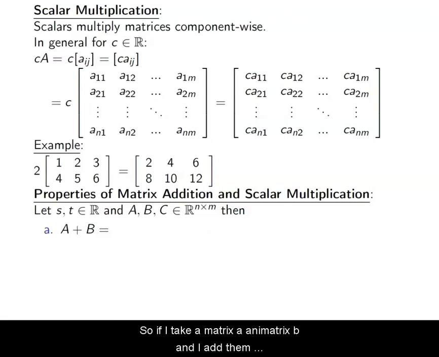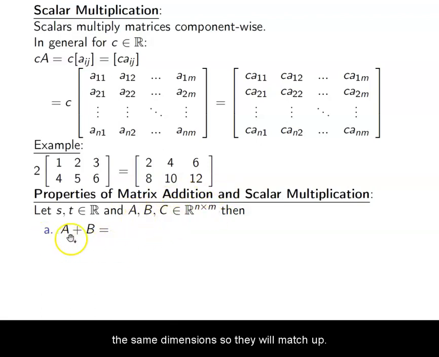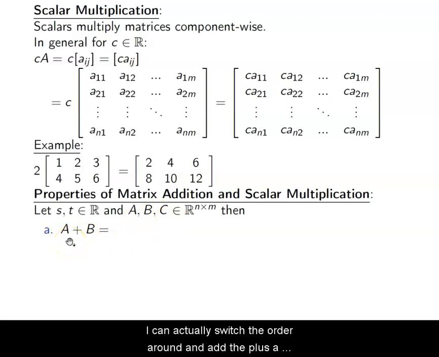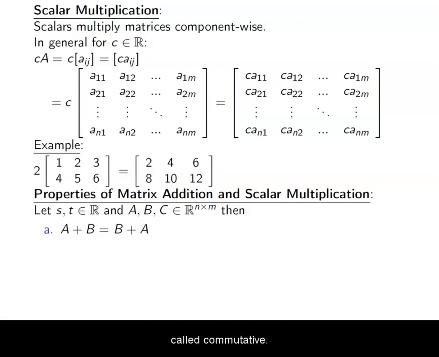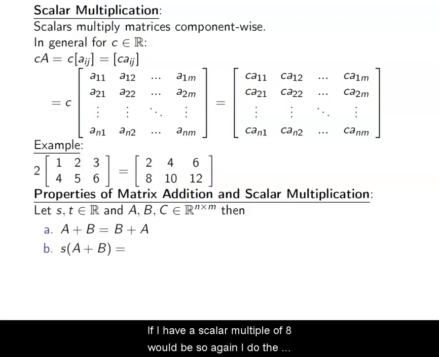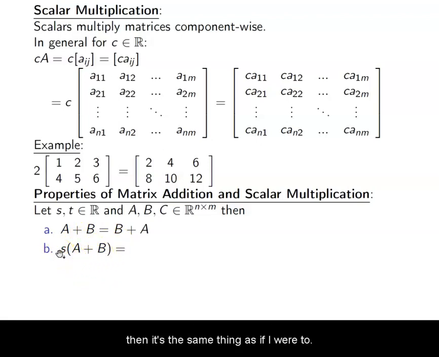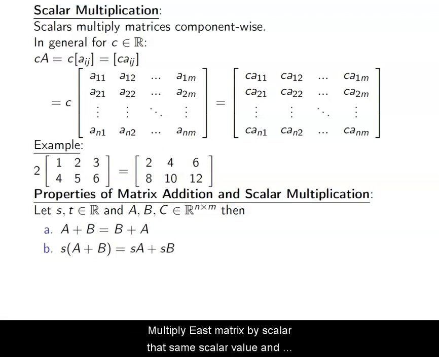So if I take a matrix A and a matrix B and I add them together, assuming they have the same dimensions so they match up, I can actually switch the order around and add B plus A instead and get the same thing out. So this is what's called commutative. If I have a scalar multiple of A plus B, so I do the addition first and then multiply that sum by a scalar, then it's the same thing as if I were to multiply each matrix by that same scalar value and then add them together.